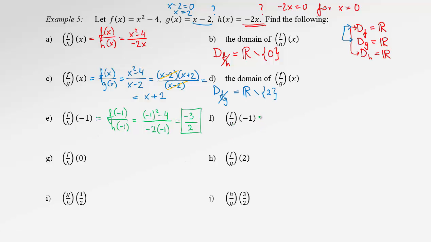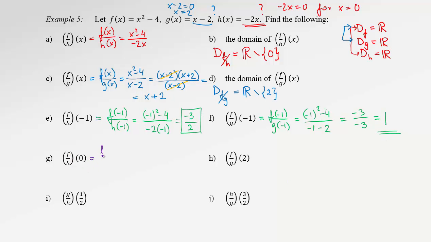Maybe the next one you can do on your own: pause the video and come back in a second when you finish. That will be f of -1 over g of -1. F of -1, as before, is taking -1, squaring it, and subtracting 4. G of -1 is taking -1 and subtracting 2. So we have -3 over -3. That's equal to 1. No problem here.